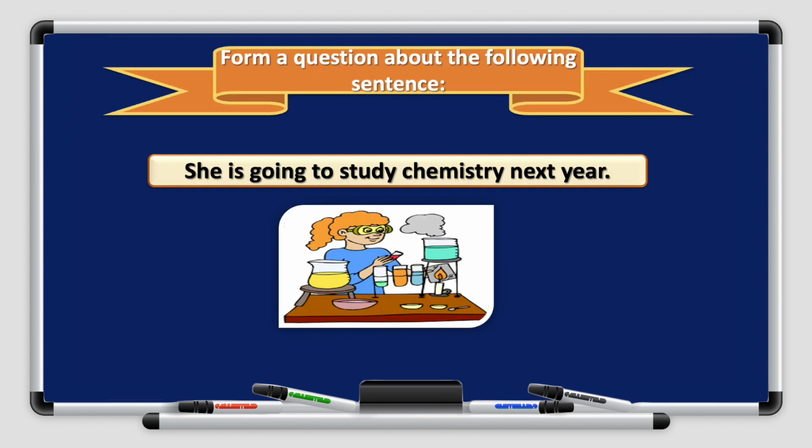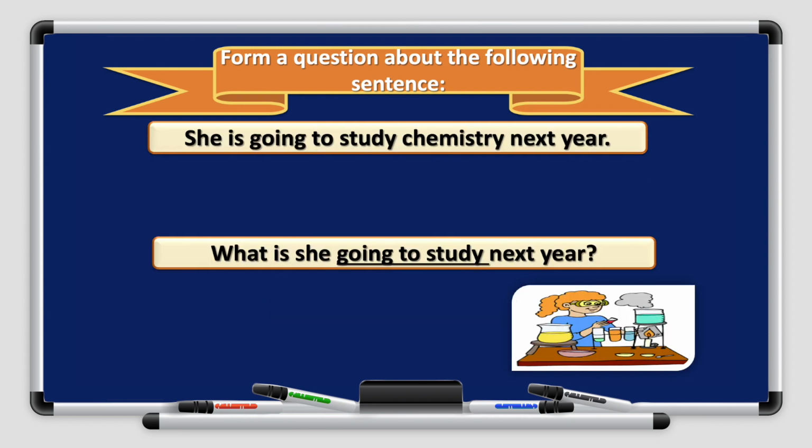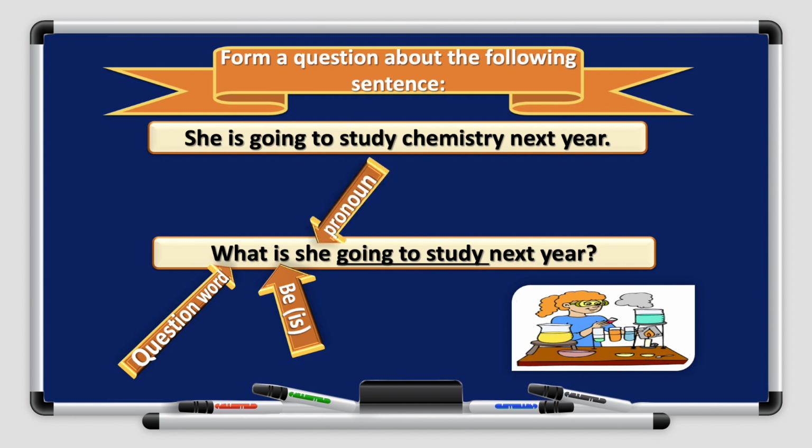She is going to study chemistry next year. Let's ask a question here. What is she going to study next year? So again, we started with the question word, which is what, followed by verb to be, is, followed by the pronoun she, and followed by going to, and finally our infinitive, which is study.